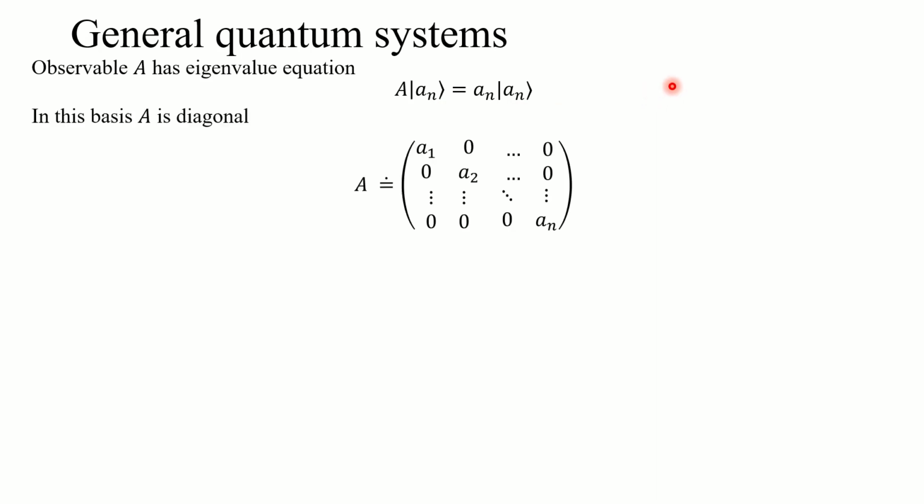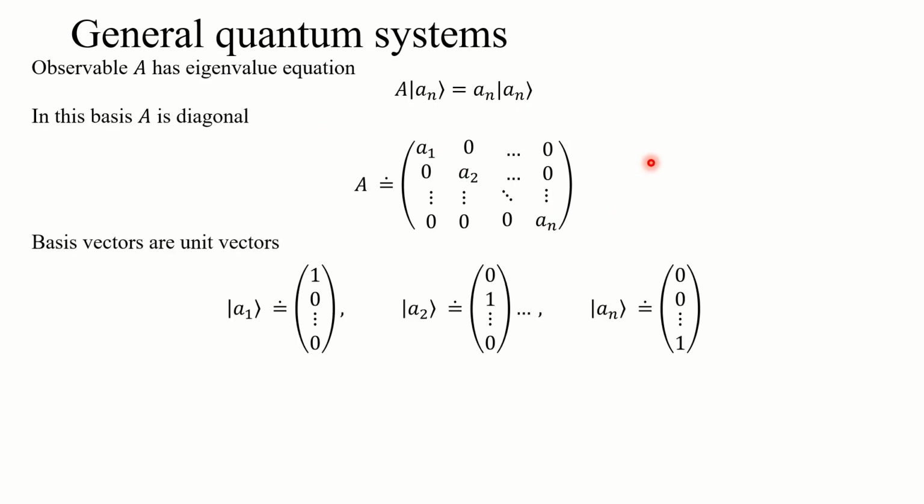And we know a few things. We know that in the basis formed by these eigenkets, that A operator is diagonal with the eigenvalues along the diagonal. We also know that the basis vectors, these A sub n, are just going to be unit vectors in that basis. And that we can form projection operators from each of those eigenkets. That's just the outer product of those eigenkets. And finally, those eigenkets form a complete set.